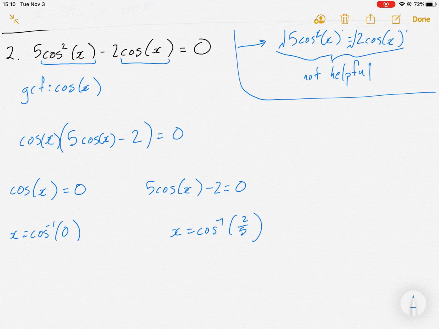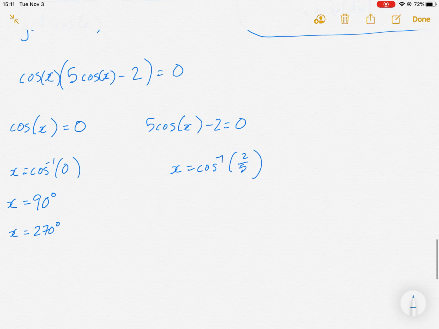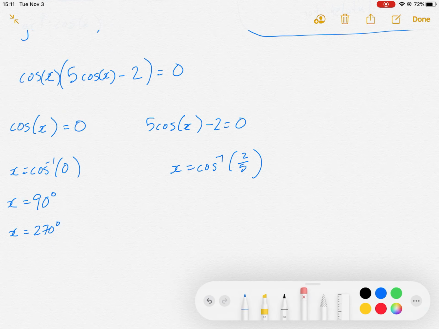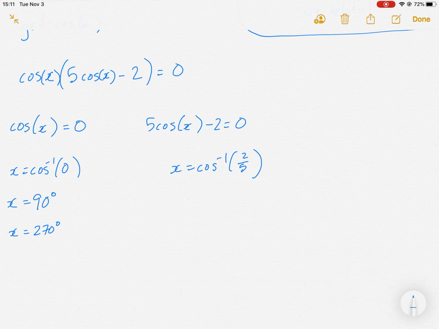Cosine of 0, that's actually on the unit circle, or you can use your calculator, but you should get 90 degrees, and then you should also have 270 degrees. And those are exactly equal, there's no rounding. Over here, that doesn't really look like a -1, so let me redo that. Over here, we're going to end up with 2 approximate solutions.